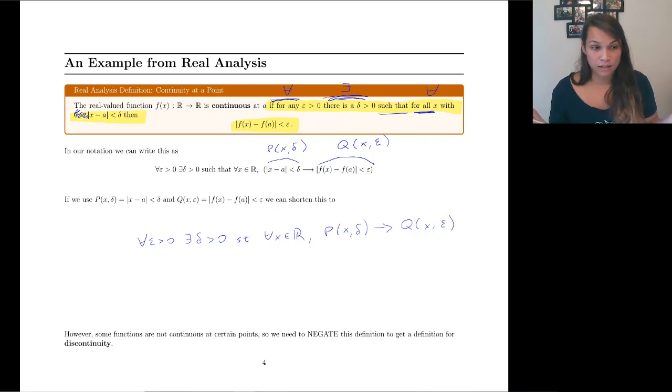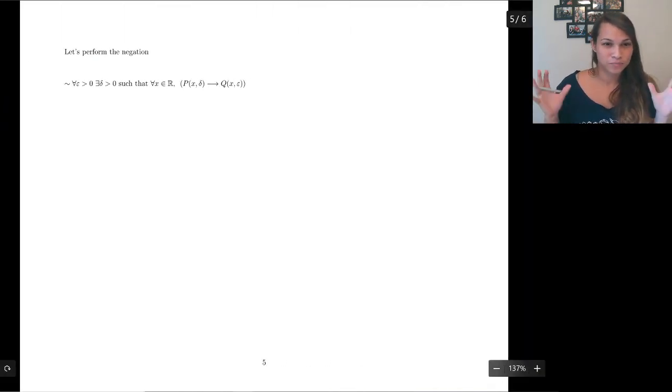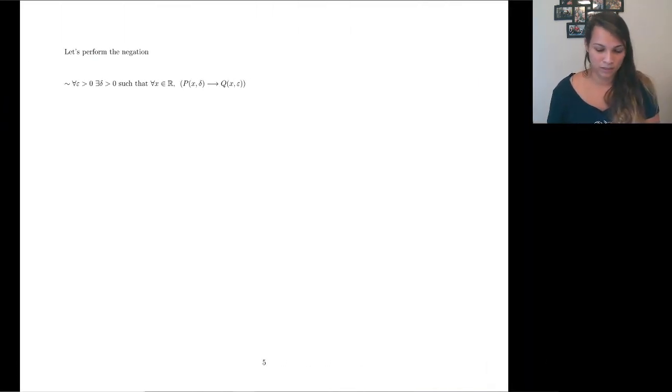Okay, this is continuity, but there are functions that are not always continuous. They're discontinuous, and so we need to know when that happens. So when discontinuity happens is when continuity is not happening. So if we negate this statement, we will have something that tells us when we have discontinuity. That's basically the purpose of doing this. I wanted another example to negate that will be helpful for you to have maybe been exposed to. So let's negate this.